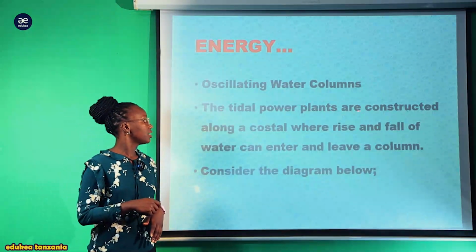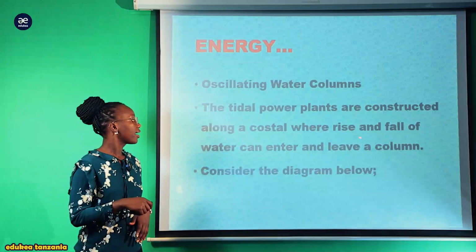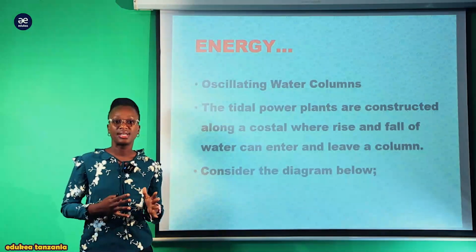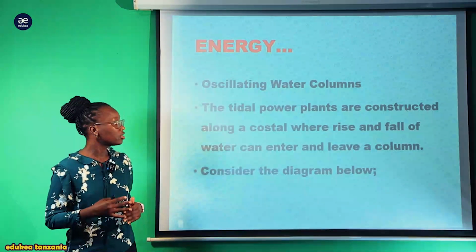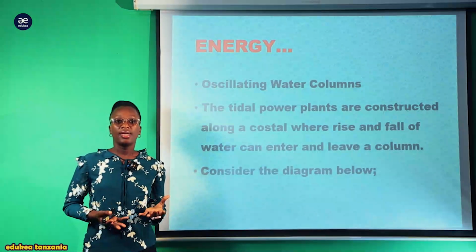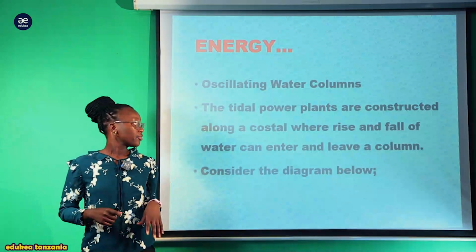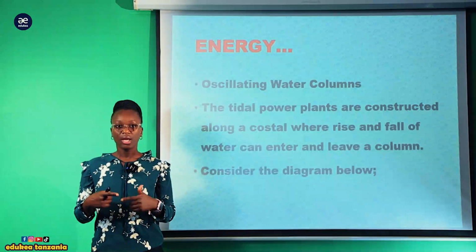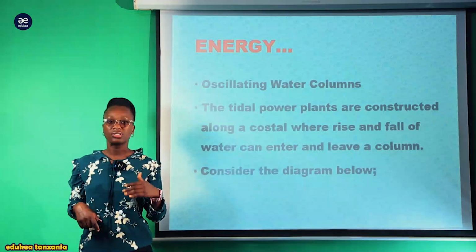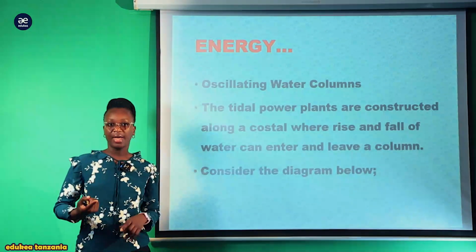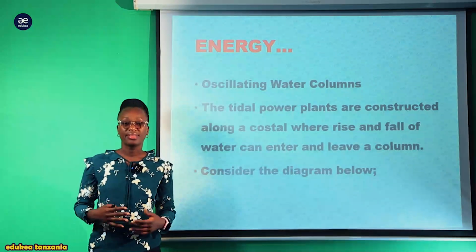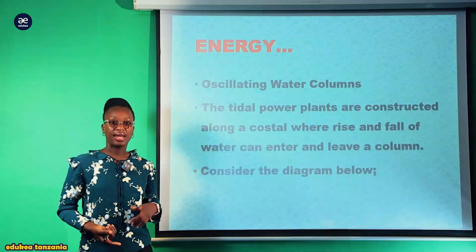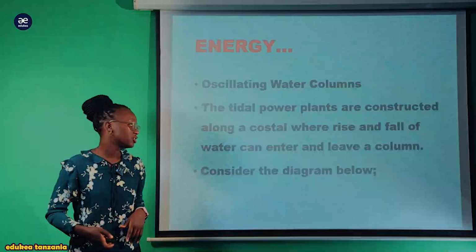The tidal power plants are constructed along a coast where the rise and fall of water can enter and leave the column. Kwamba hii tidal power plant yenyewe inakuwa constructed near the coast, pale kando ya zile areas we see water. For instance, ambazo zile rise and fall of water zinaweza kuenter kwenye ile power plants ambayo imekuwa constructed there. So inaenter, inaleave, yani maji yakija hivi, yale mawimbi, the way it rises and falls, ikiingia then you can see the same time yanatoka, yanaingia, yanatoka. So it tends to make the oscillation.